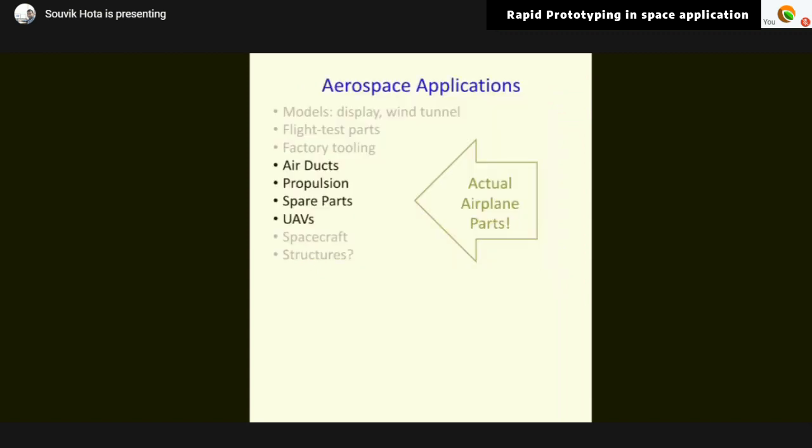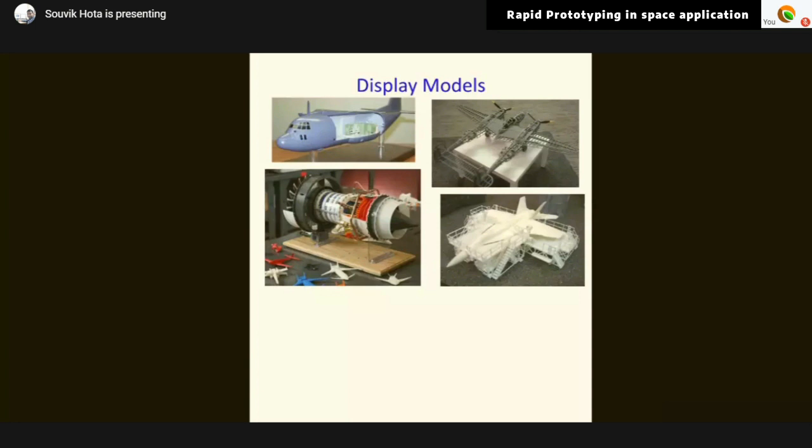Now the interesting part, the aerospace applications of this rapid prototyping technique. We will discuss things like display models in wind tunnels, tooling, propulsion, spare parts, UAVs, stage props, and structures. How this rapid prototyping technique is widely used in these aerospace applications. So we can see some models, the display model that we use in our wind tunnel testing.